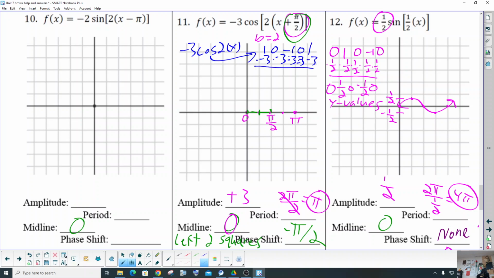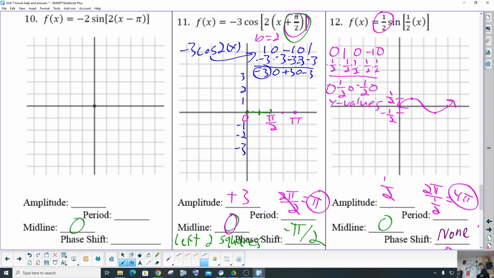So times by negative 3. What are our parent function values? It's going to be negative 3, 0. Negative times a negative is a positive 3. 0, negative 3. So again, here's our parent function. That's negative 1, negative 2, negative 3, and 1, 2, 3.